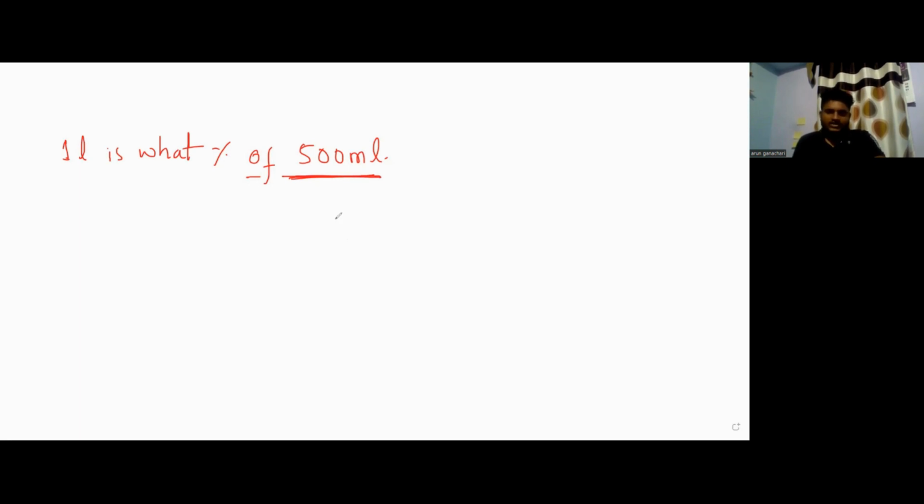1 liter is what percentage of 500 ml? 200%. Yes, because 1 liter will come in the numerator. That is 1000 divided by 500 into 100%. Getting this? Okay. So this conversion is also a thing. We convert liter to ml. 5 ones are 5, twos are 2, into 100 is 200%.